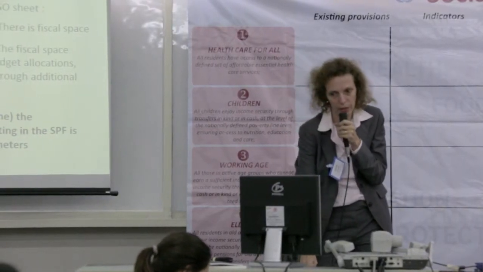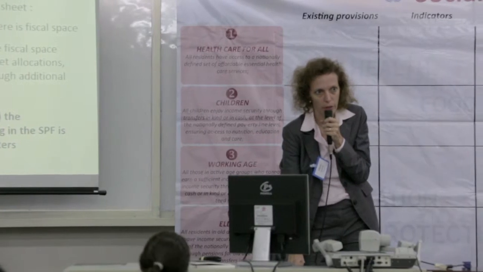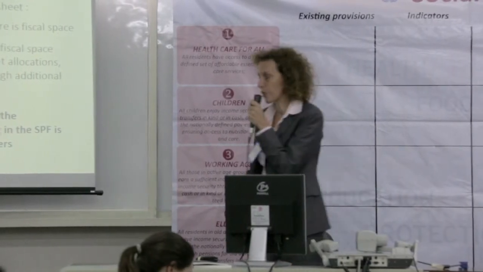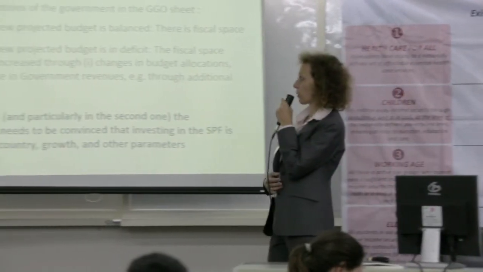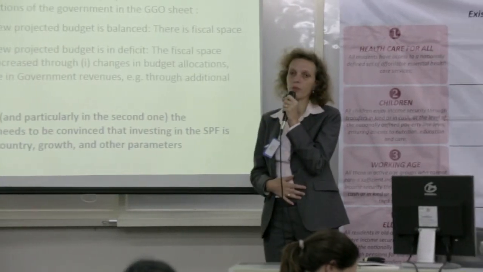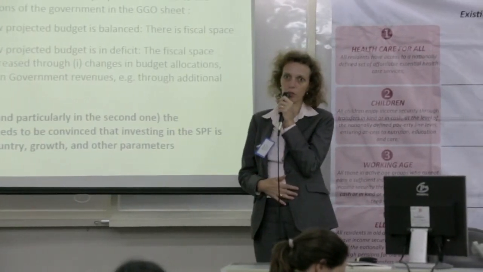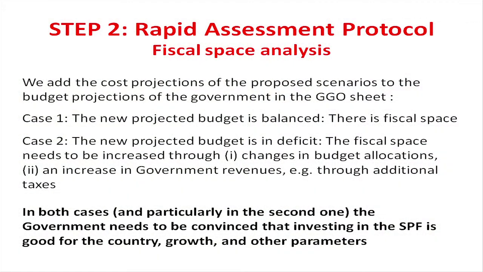Once the costing is done, you need to know whether the government, given the projected budget that you have, will be able to finance or not this social protection floor. The additional costs related to the introduction of the new benefits. Yeah? So this is called the fiscal space analysis.